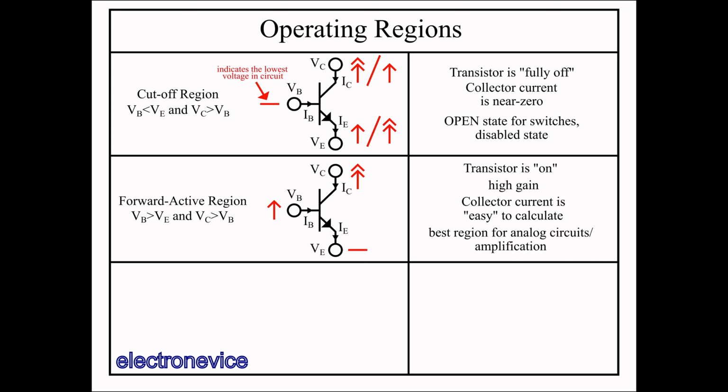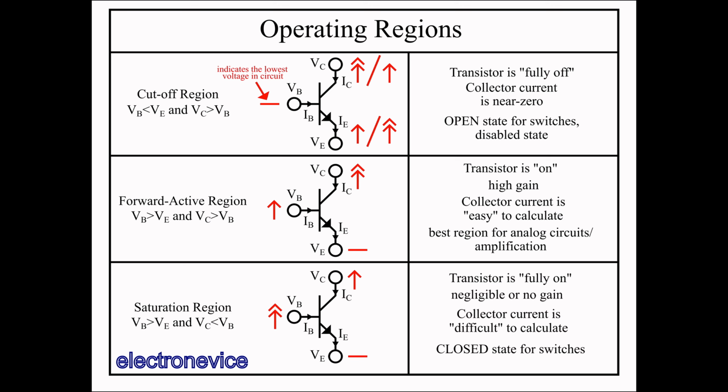In the forward active region, the base voltage is above the emitter voltage, but still below the collector voltage. In this region, the transistor is on and is capable of high gain and is therefore the best region for analog circuit amplification. The collector current is well defined and does not depend significantly on too many parameters. So it is relatively easy to calculate relative to the saturation region, which is the third operating region.